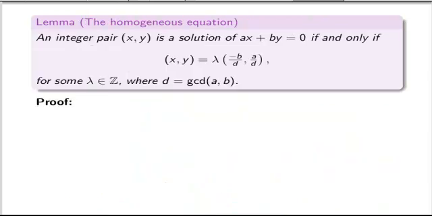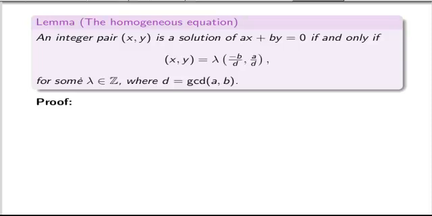Okay, now let's turn to the homogeneous equation and characterize the complete solution set. So I claim that an integer pair x, y is a solution of ax plus by equals 0 if and only if x, y is some scalar multiple lambda of negative b over d, comma, a over d, where lambda is some integer.